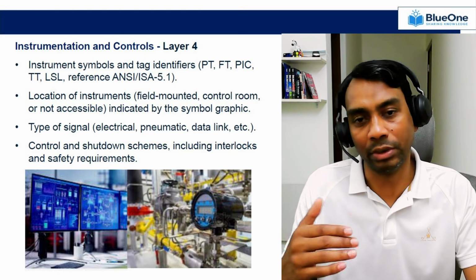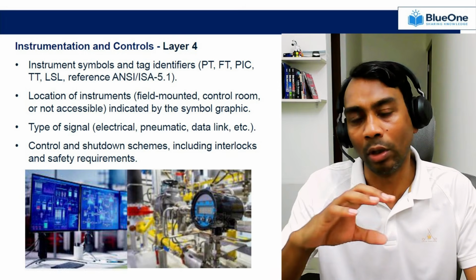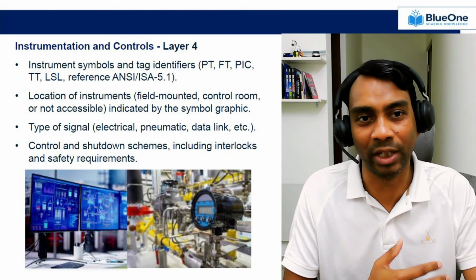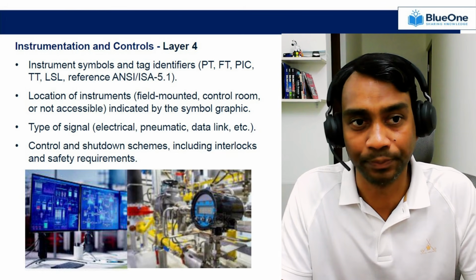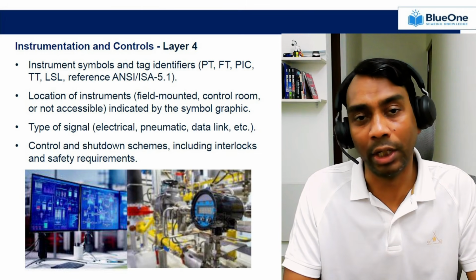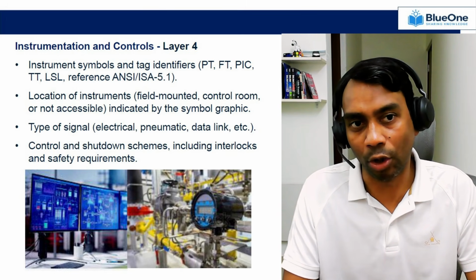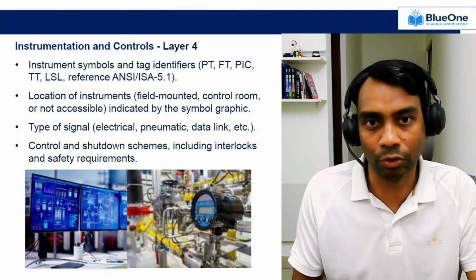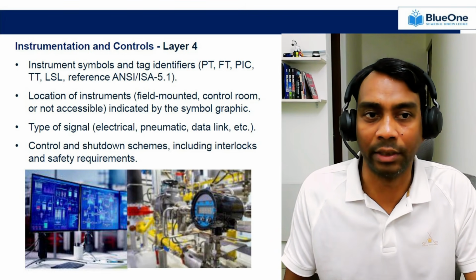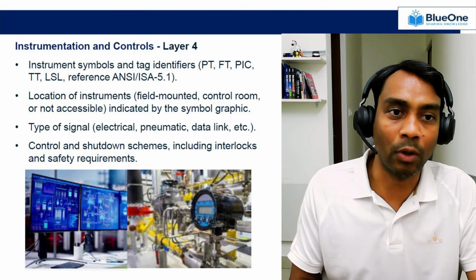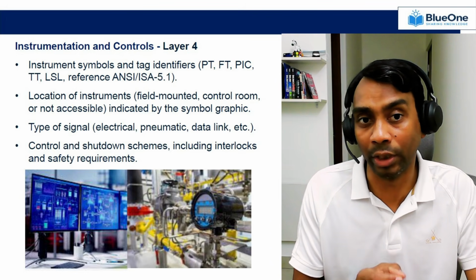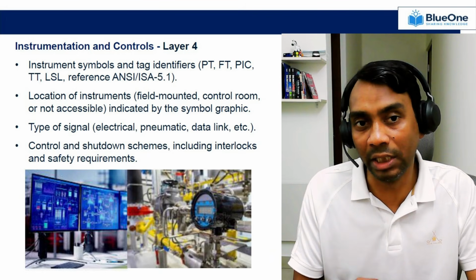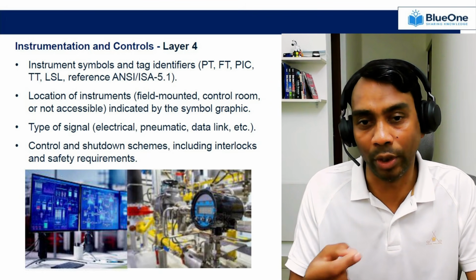Moving further, we have seen layer 1, all the pipelines, layer 2, all the equipment. Now we are moving to instrumentation and control, which is very near and dear to my heart, being an instrumentation and controls engineer. So when you move to layer 4, this layer 4 specifically talks about the instrumentation symbols and tag identifiers. For example, pressure transmitter, flow transmitter, the level transmitter, etc. It will also give you information about the location of the instrument, where that particular instrument is located. Either it's field mounted, it's in the control room, or it is accessible, or it is non-accessible. You can easily identify it by looking at the symbols provided in the P&ID.